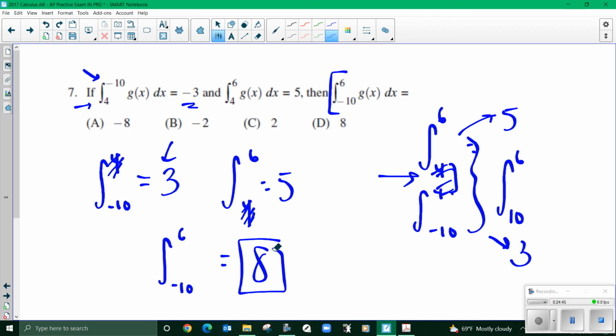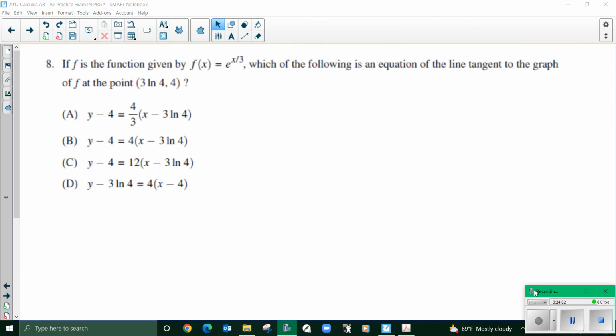8. That's a simple one. If you know those rules, that is very simple. Number 8. If f is the function given by f of x equals e raised to the x over 3, or x times 1/3, that could be written as 1/3 x. Which of the following is an equation of a line tangent to the graph of f at the point 3 ln of 4, comma, 4?